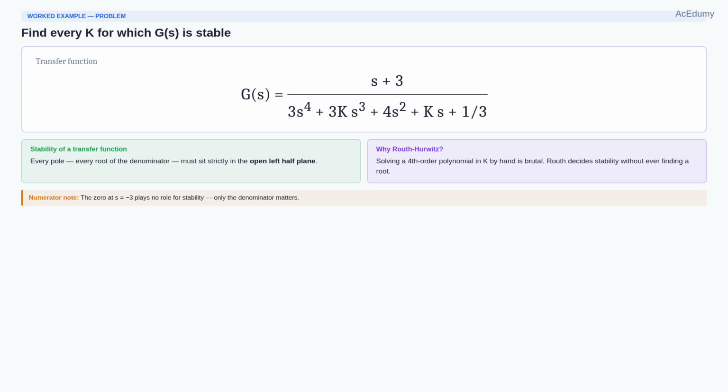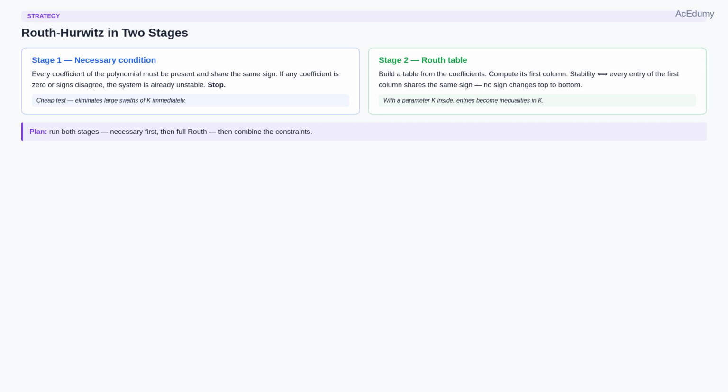Solving a fourth-order polynomial by hand for arbitrary k is brutal. The roots are messy functions of k. We need a smarter route. That route is Routh-Hurwitz. The strategy: Routh-Hurwitz gives stability without ever computing a single root. It works in two stages.